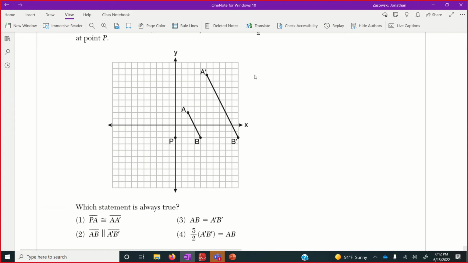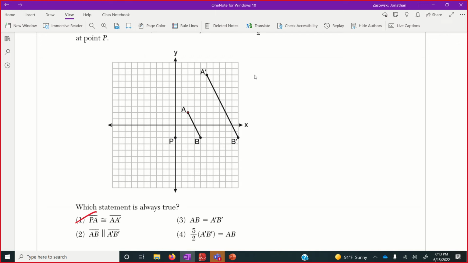So remember, when we do a dilation, we know that it's going to be a figure that is similar, so not the same size, but the same shape. So anything with like PA, this distance here, and then A to A prime, that is not going to be the same length necessarily, unless it's like 2 to 1 or something like that. So this distance from P to A and P to A prime, or A to A prime, will not be the same. Are AB and A prime B prime going to be parallel?